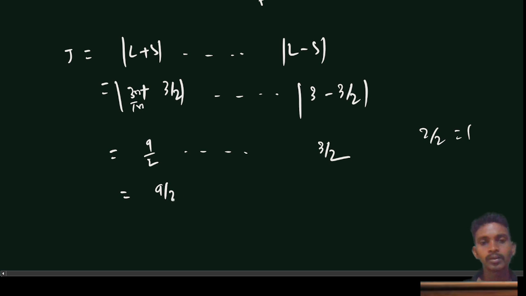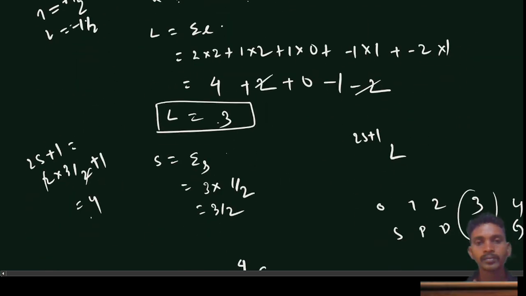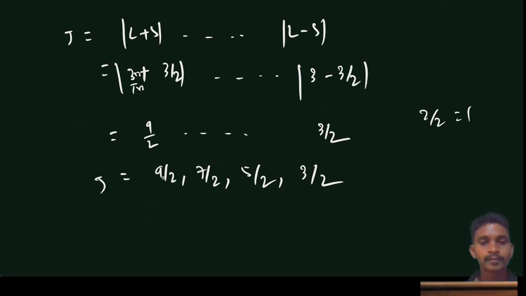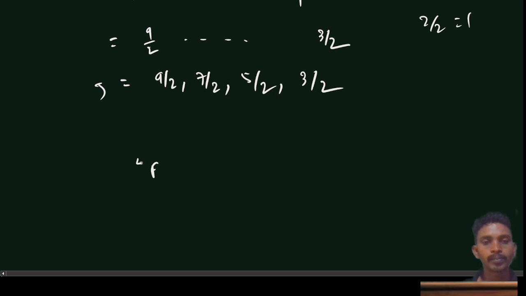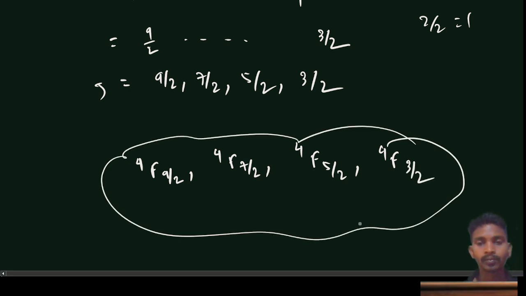So 9/2, 7/2, 5/2, and 3/2. Okay, so these are the J values. For F we have: F for that is 9/2, F for that is 7/2, F for that is 5/2, F for that is 3/2. These are the term symbols.